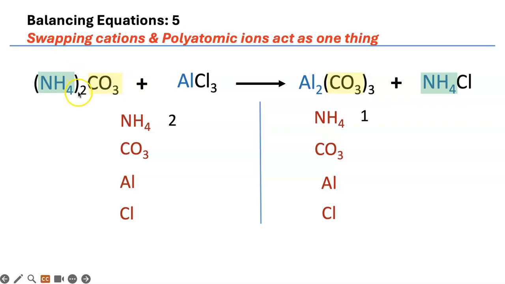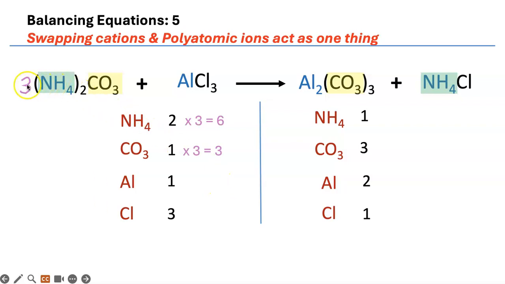We have 2 ammonium groups and 1 ammonium group here, and carbonate you have 1 on the left and 3 on the right, and then aluminum you have 1 here and 2 here, and then chlorine you have 3 here on the left and 1 on the right. So you can essentially balance with any of them. So I am going to start with this compound. I want to make the carbonates equal to each other. Since we have 3 carbonates here, I want to have 3 carbonates on this side too. To do that, I need to multiply this whole compound by 3.